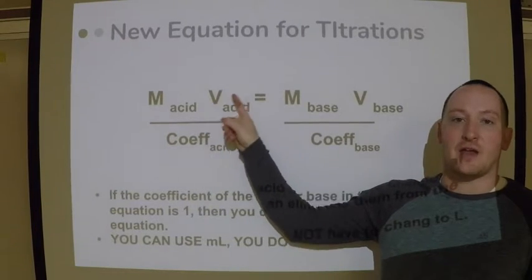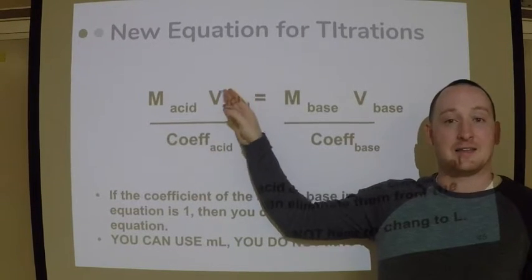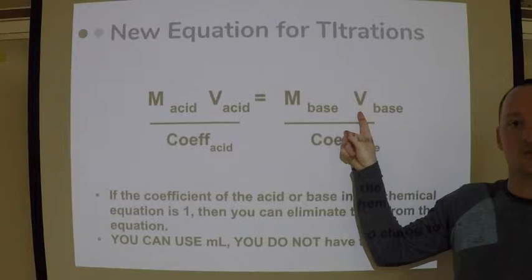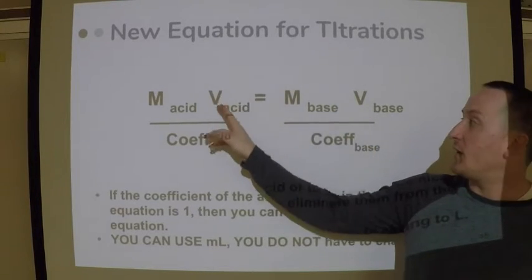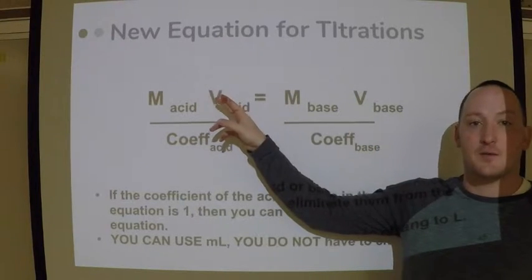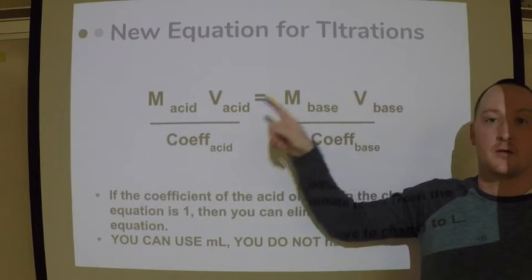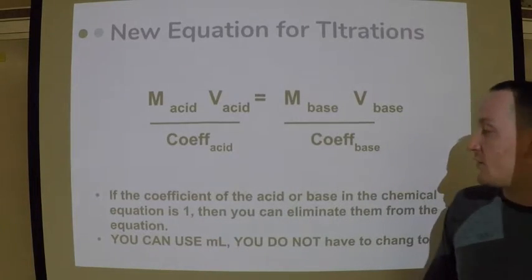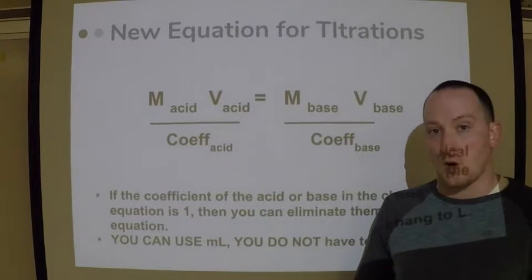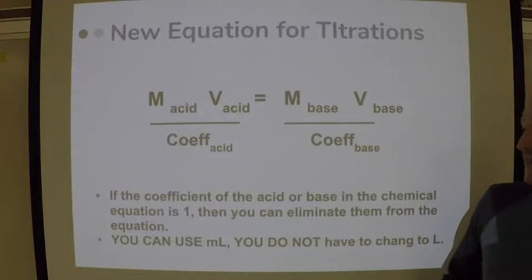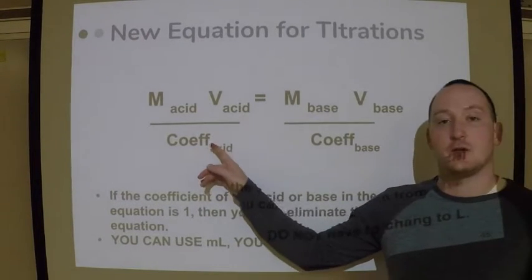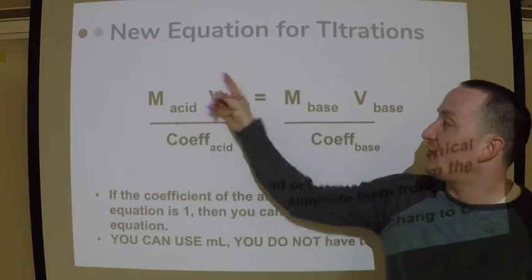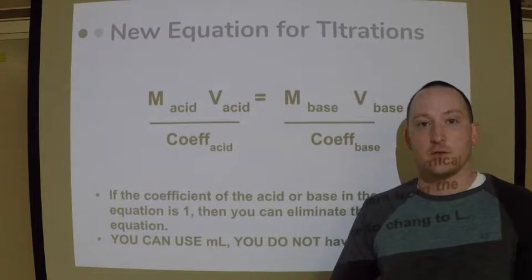If I'm given the volume of an acid in milliliters, I can leave it in milliliters, but I just have to know that my volume of my base will be in milliliters when I finish the problem. Or if I'm given both volumes of my acid and base, I can leave them both in milliliters and put them in there. This is some good information too: if the coefficient of the acid or base in the chemical equation is 1, then I can eliminate that from the equation. So if the coefficient of my acid was 1 in my balanced equation, I can get rid of this variable, because anything divided by 1 is itself.